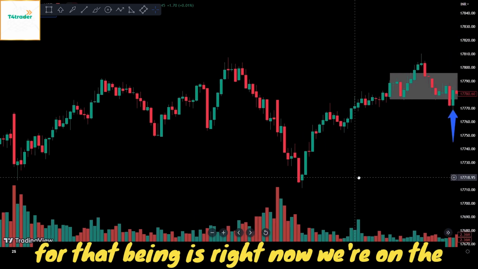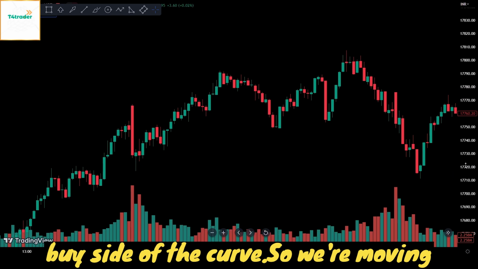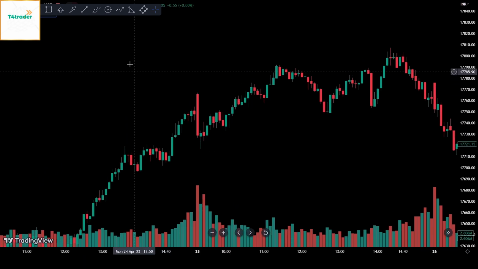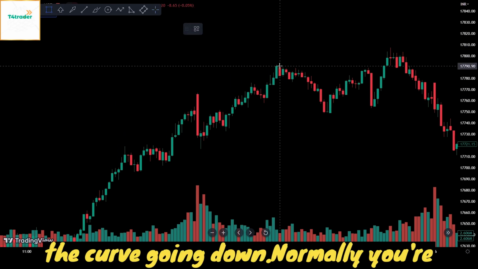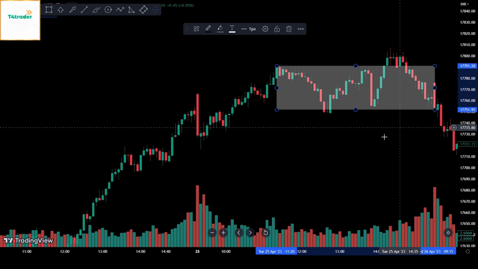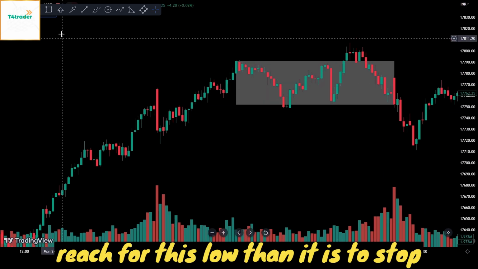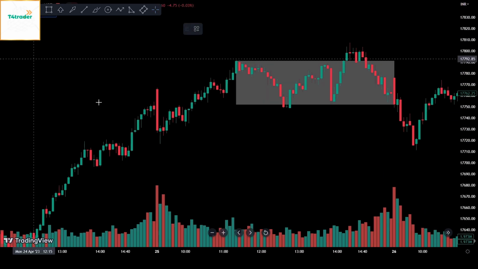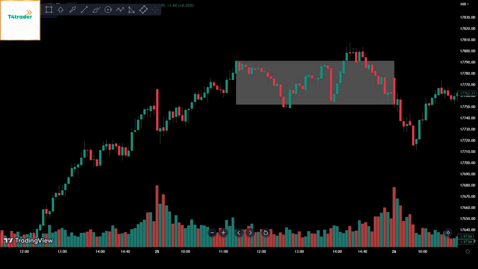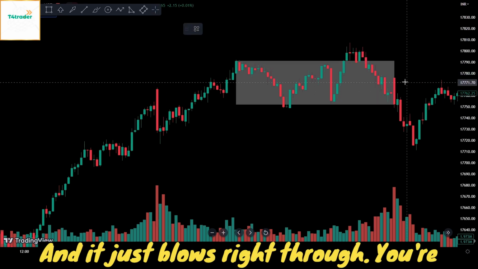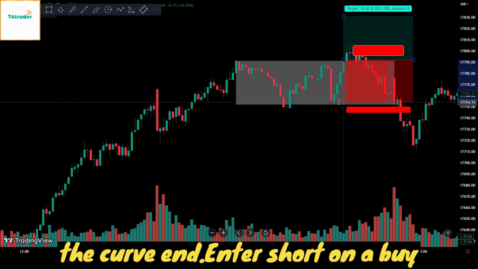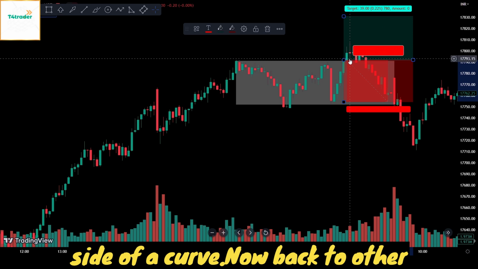The reason for that being is right now we're on the buy side of the curve. So we're moving up over here. We're on the sell side of the curve going down. Normally you're seeking liquidity. So it's more likely to reach for this low than it is to stop and reverse right here. So if you're getting caught in a lot of trades where you think that it is going to reverse, and it just blows right through, you're trying to enter long on a sell side of the curve and enter short on a buy side of a curve.